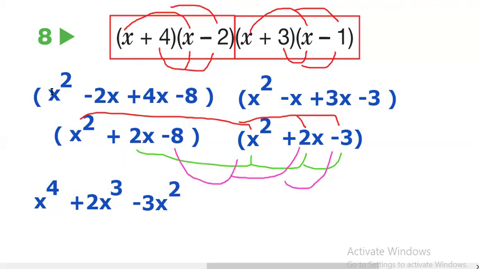So we finished the first one. As we said, the first one is multiplied by these three, so you should have three answers like this. And then the second one should be multiplied by the three to get three answers.